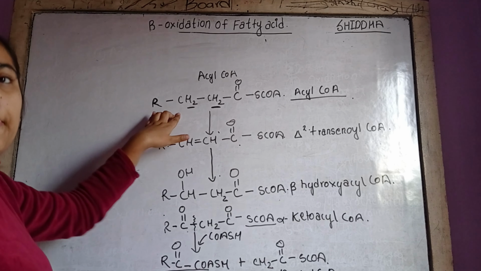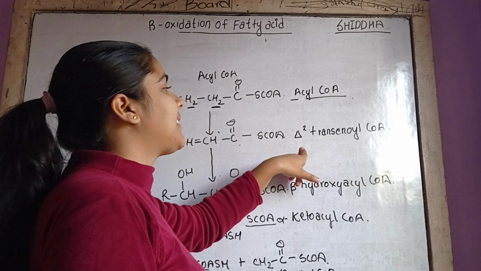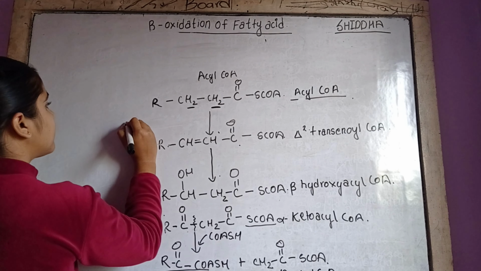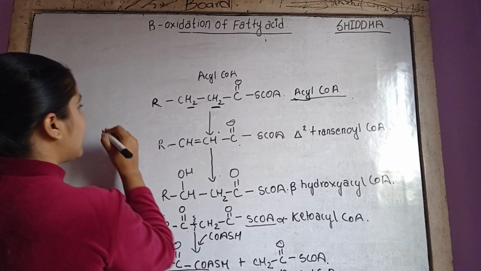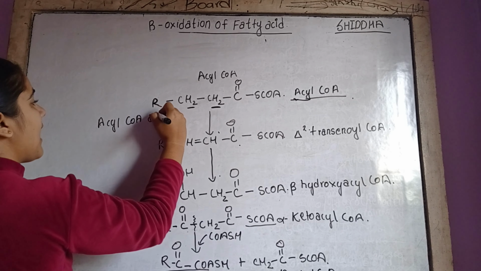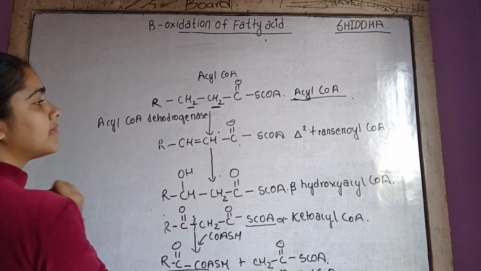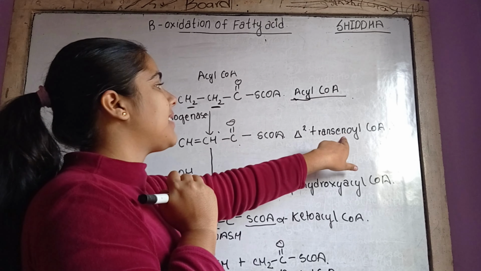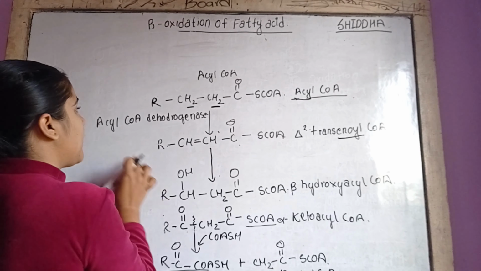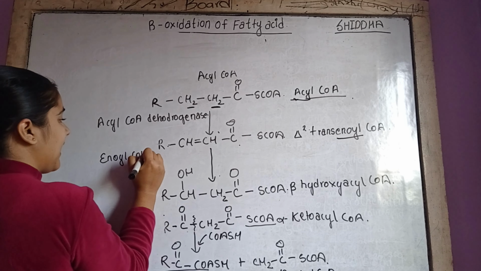The enzyme which helps in the conversion of acyl coenzyme A to delta square enol coenzyme A is, since we have acyl coenzyme A here, acyl coenzyme A dehydrogenase. As we have delta square transenol coenzyme A here, and this step is our hydration step, the enzyme is enol coenzyme A hydratase.